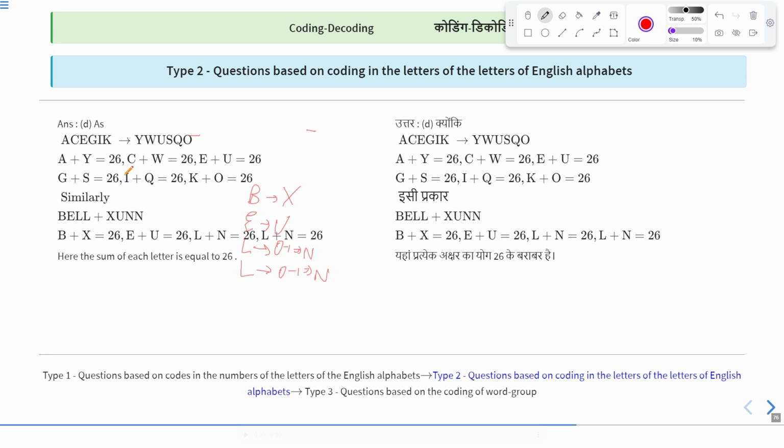Okay, the sum of the alphabets is 26. So Bell B double L plus X U double N gives 26. It's the same thing as what I was saying: opposite letter minus 1. That's the only way to reach 26, because A is equal to Z minus 1, 26 minus A is equal to Z minus 1. But the sum of letters should be equal to Z.